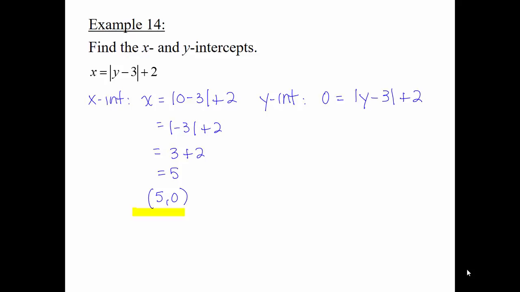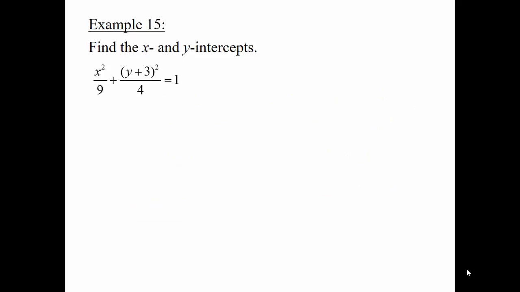Plus 2. And so absolute value of y minus 3 equals negative 2. Absolute value of anything can't be negative, so there's no solution on that piece, so there's no y-intercept. Find the x and the y-intercepts.